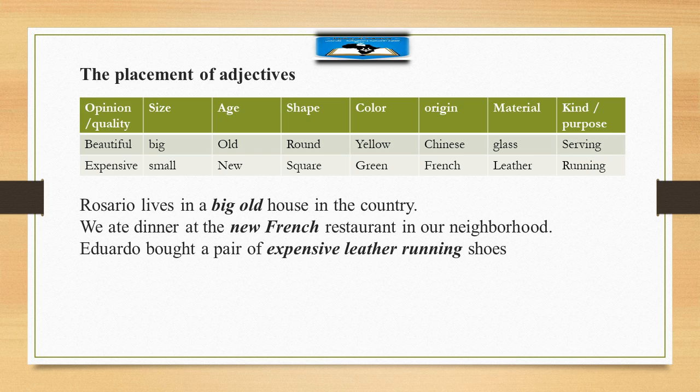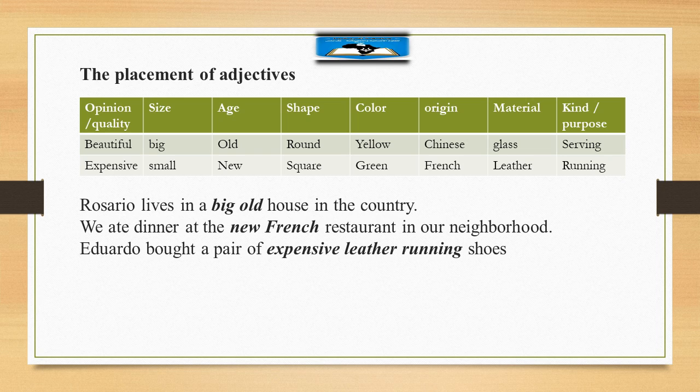We ate dinner at the new French restaurant in our neighborhood. New indicates the age, and French indicates the origin. You can't say we ate dinner at the French new restaurant. You put new before French, and then you complete your sentence. Eduardo bought a pair of expensive leather running shoes. Expensive indicates the opinion on the quality, then leather is the material, and running indicates purpose, like running shoes, serving plates, etc.